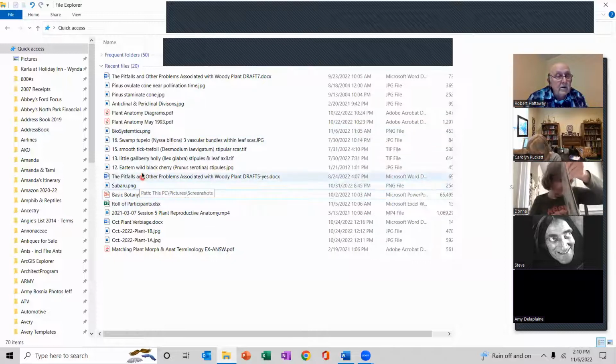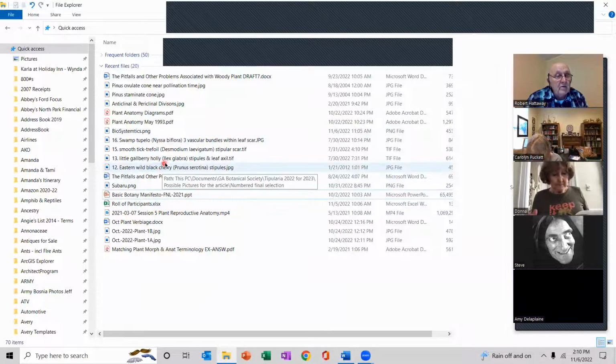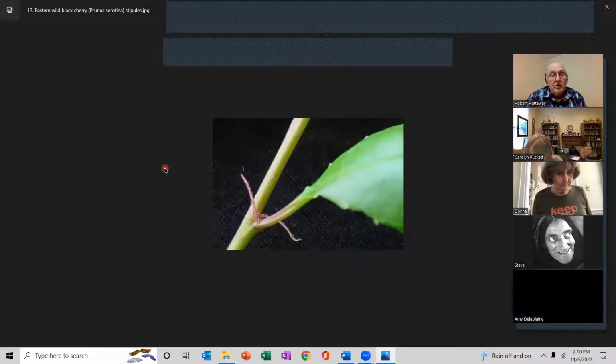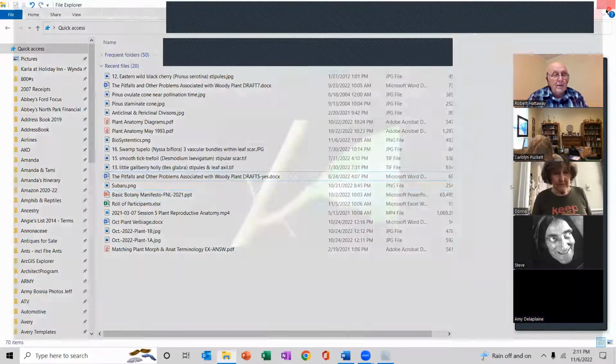should be right in here. I saved it. This is an illustration that's going to be in the upcoming newsletter. That's stipules on wild black cherry or wild cherry, and there's a stipular pair there. The stipules fall off though, and that's the norm for them to fall off like that.